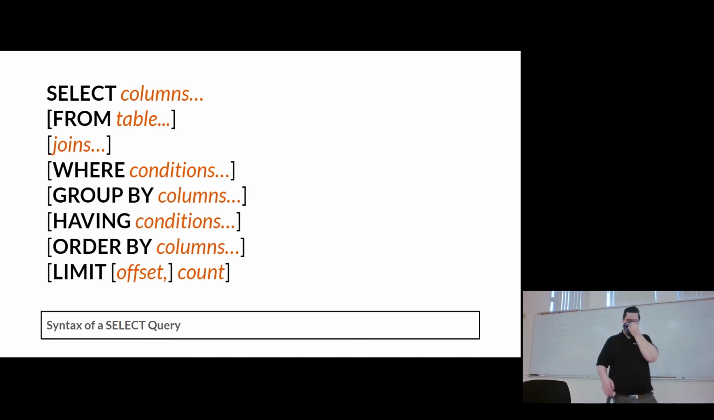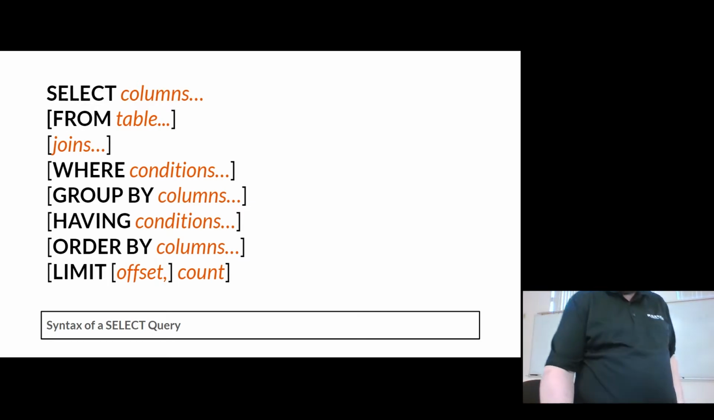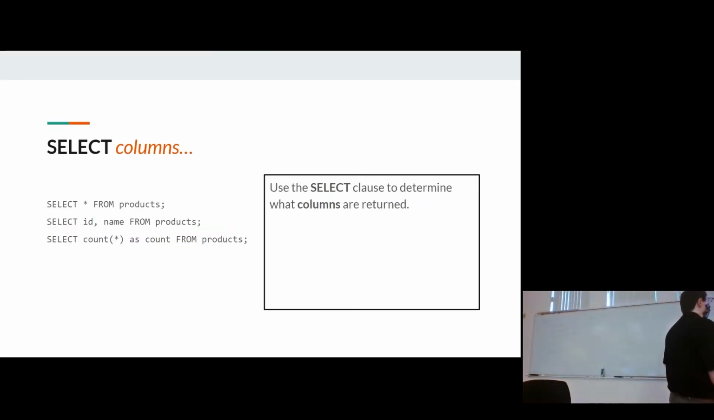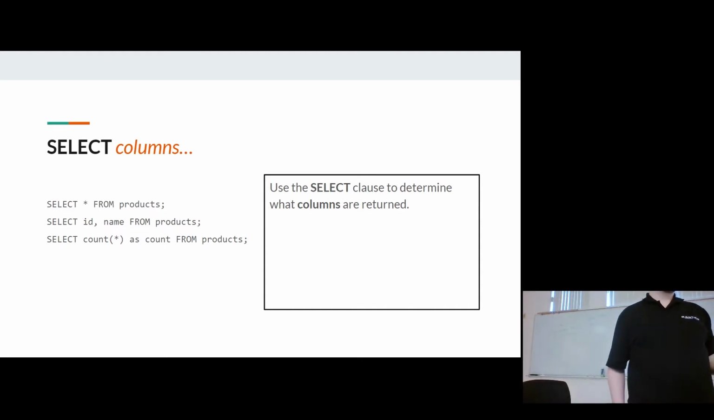Okay. So let's talk about what more complex queries look like, more real world. So I might say select columns. Okay. It might look something like this. Let's say select star from products. Okay, so select star from products says I want to get all of the products as a result set. Star says I want to get all the columns from that.